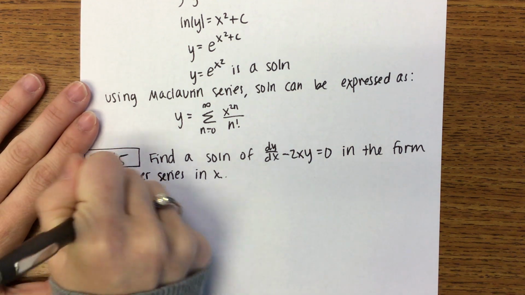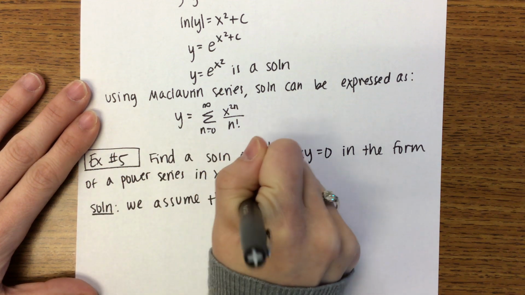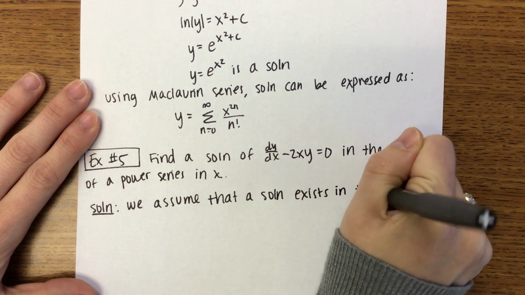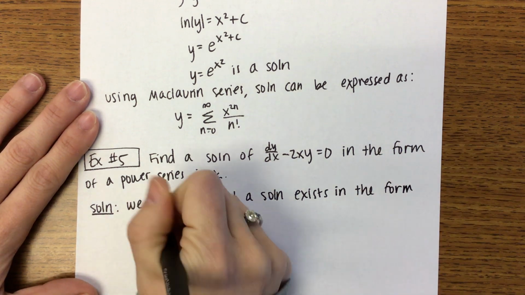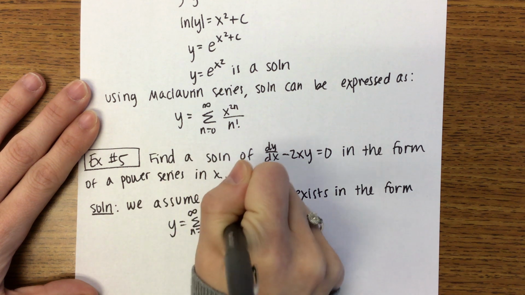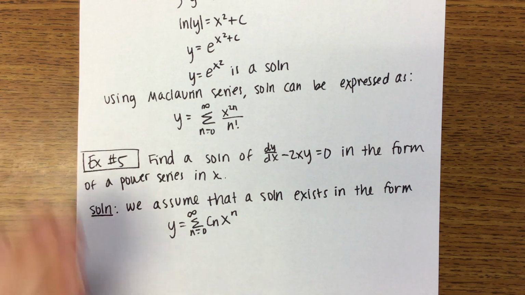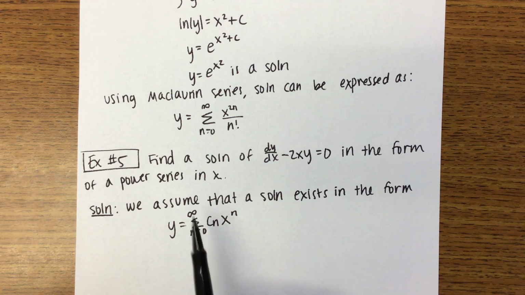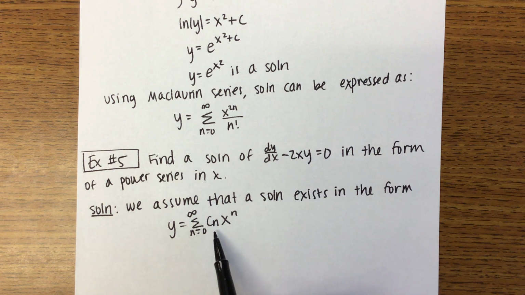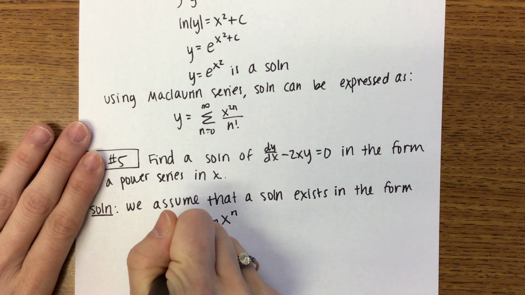Okay, so here's the basic idea. First, we need to assume that a solution does exist in the form of a power series. So in the form y is equal to the sum from n equals 0 to infinity of c_n x to the n. So this c_n just means that the constant changes for each value of n. Okay, so the basic idea is we're going to have to substitute this into our differential equation. x is just x, y is this power series. We're also going to need dy/dx though. So we're going to have to take the derivative.